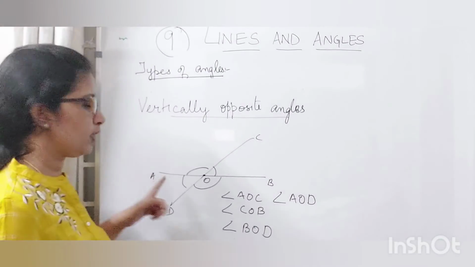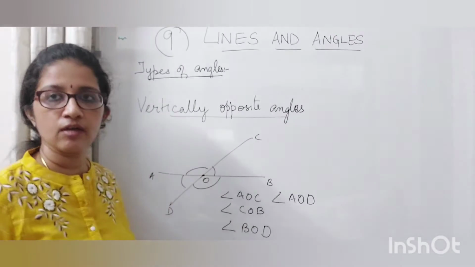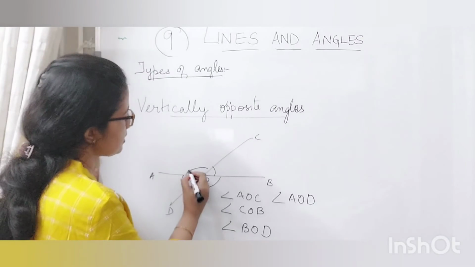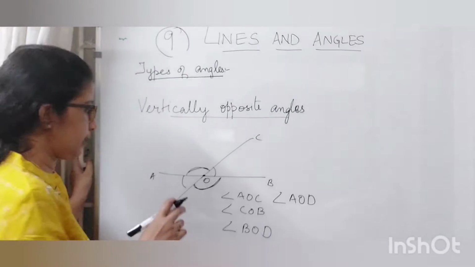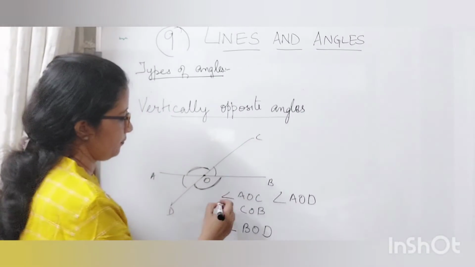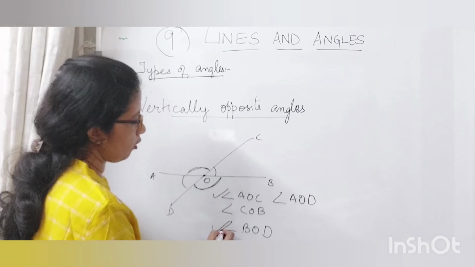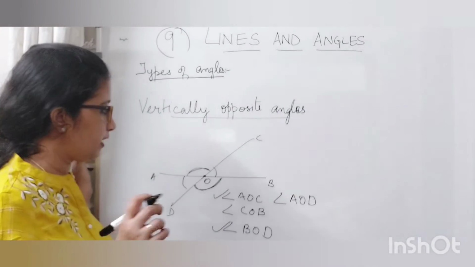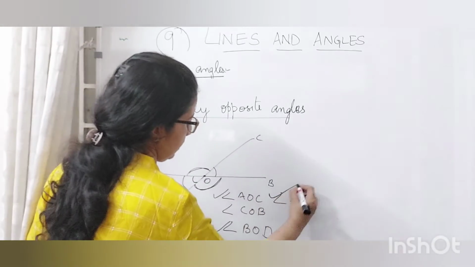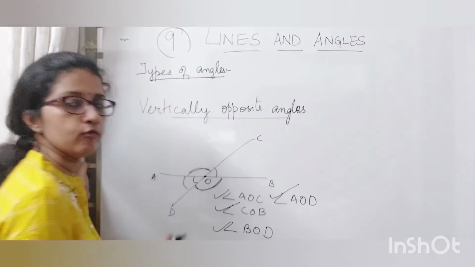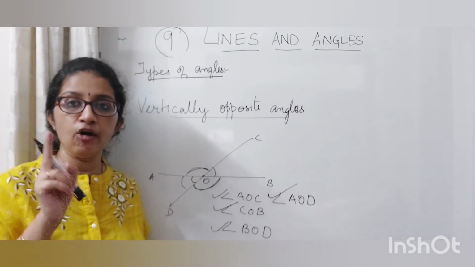Okay. So we got 4 angles here when two lines intersect at a point. Now this angle and this angle are called vertically opposite angles, that is angle AOC and angle DOB. These two are called vertically opposite angles. And angle AOD and angle COB are called vertically opposite angles. So here there are 2 pairs of vertically opposite angles.